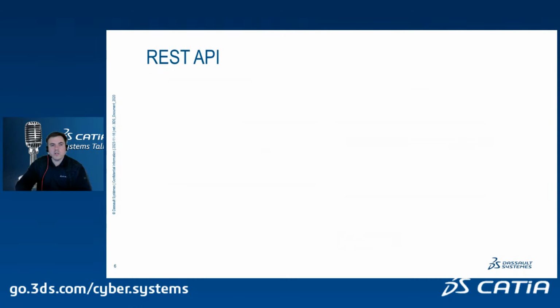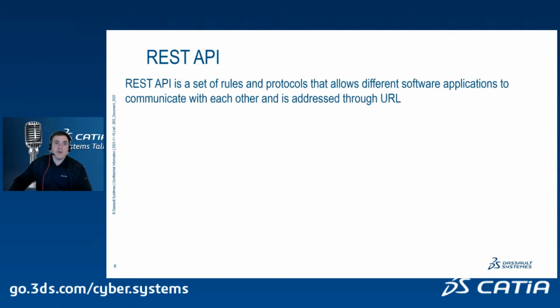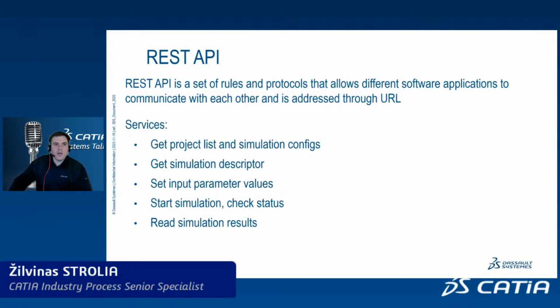First of all, I will start with REST API. And maybe let's talk about what a REST API is. A REST API is a set of rules and protocols that allows different software applications to communicate with each other and is addressed through a URL. So we are providing REST API services for you to use. By using these services, you can get your project list, you can get your simulation configs, you can get your simulation descriptors, you can set input parameters to your simulation, you can start simulation, you can check the status of your simulation, you can read simulation results.